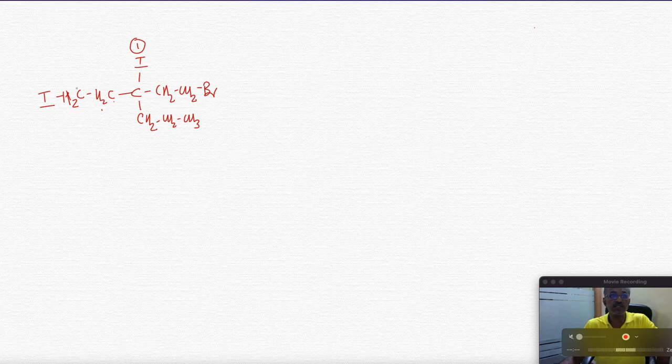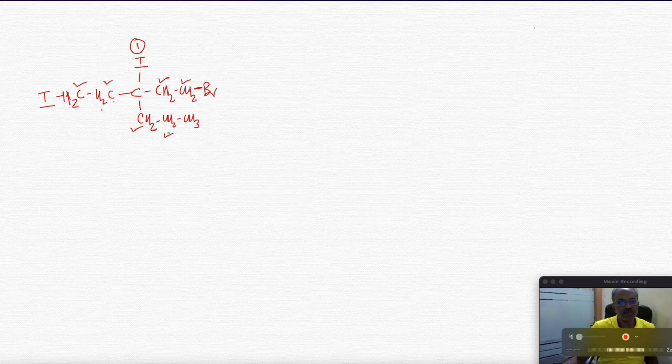Even this is the same, this is also the same, and this is also the same, right? But here now, this carbon atom is attached to I, right? And this is attached to Br, CH2Br. That means here it is CH2Br and CH2I.